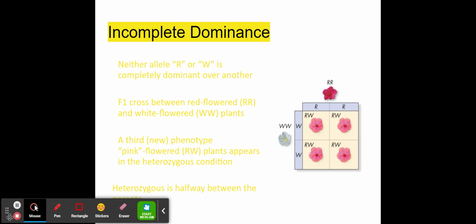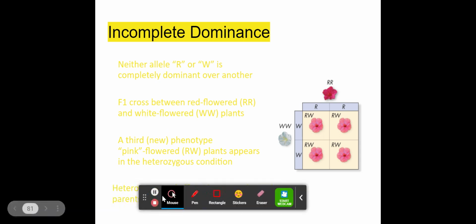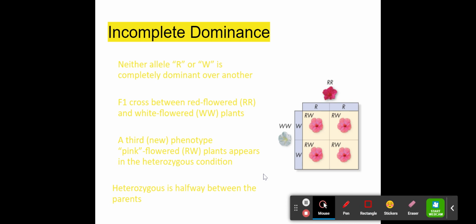All right, so incomplete dominance. This is going to mean that when you take a dominant parent and mix it with another dominant parent of a different trait or a different allele type. In this case, we have 2 homozygous parents. One is homozygous dominant for red flower, the other is homozygous dominant for the white flower. When we mix those together, all of the offspring are pink.